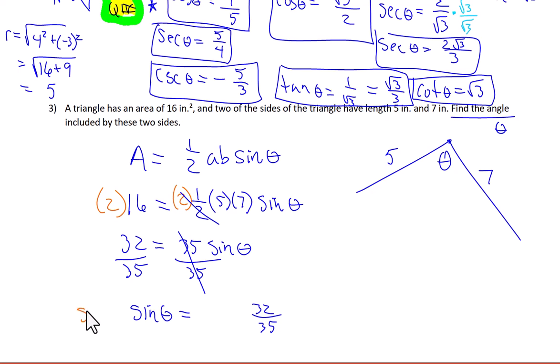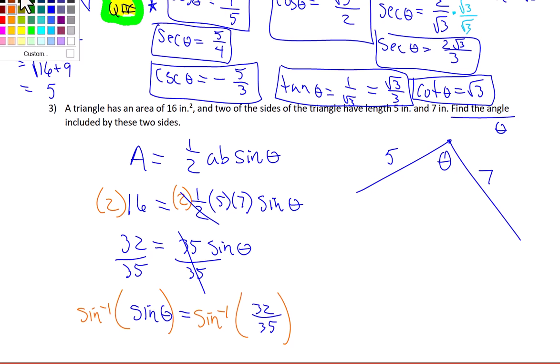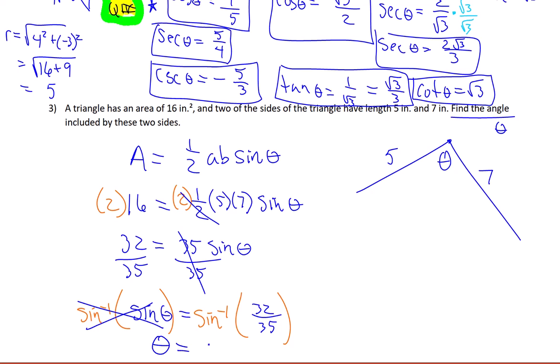What we want to do is take the sine inverse of both sides of our equation. So I'm taking the sine inverse of the left side, which is sine of theta. So it's sine inverse of sine of theta, and that equals the other side, which is sine inverse of 32 over 35. Now, the whole point of doing this is that the sine inverse and the sine will cancel each other out, leaving us with just theta on that side of the equation. So what we have is theta equals sine inverse of 32 over 35.